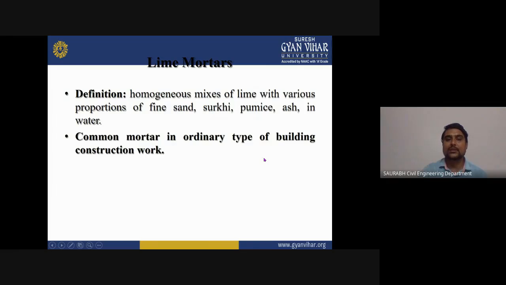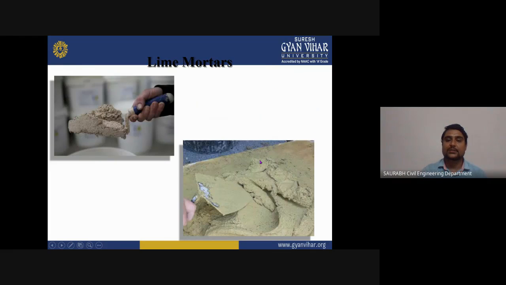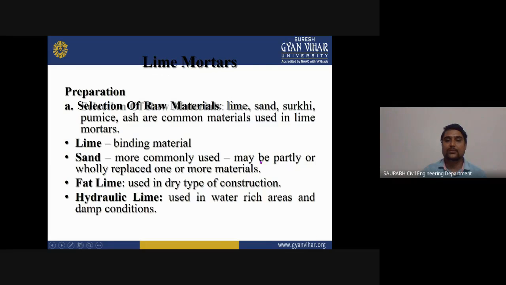Now we will come to lime mortar. What is lime mortar and what is the definition of lime mortar? The definition, you can see, is a homogeneous mix of lime with various proportions of fine sand, surkhi, and pumice in water. It is a common mortar in other types of building construction. You can see this is an image of lime mortar.